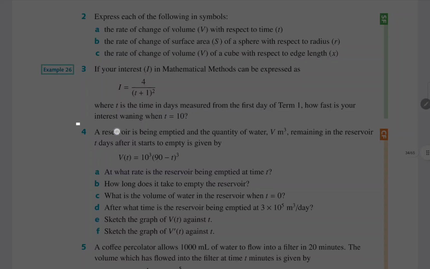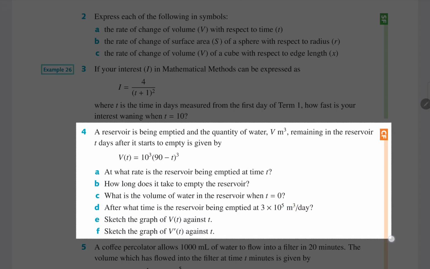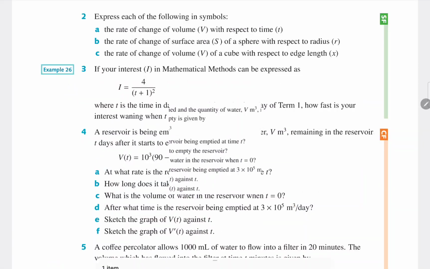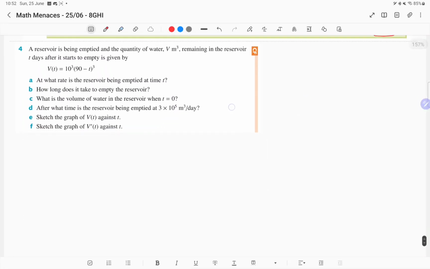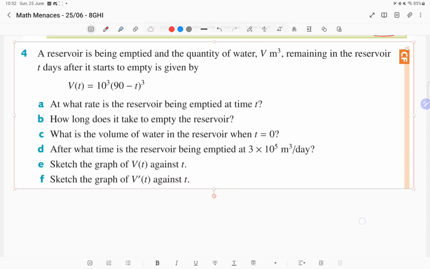Okay, question 4. Start working on it. I'll see how you guys go in terms of whether you need help with this question. I might explain the whole question, but otherwise, just get started with this one.